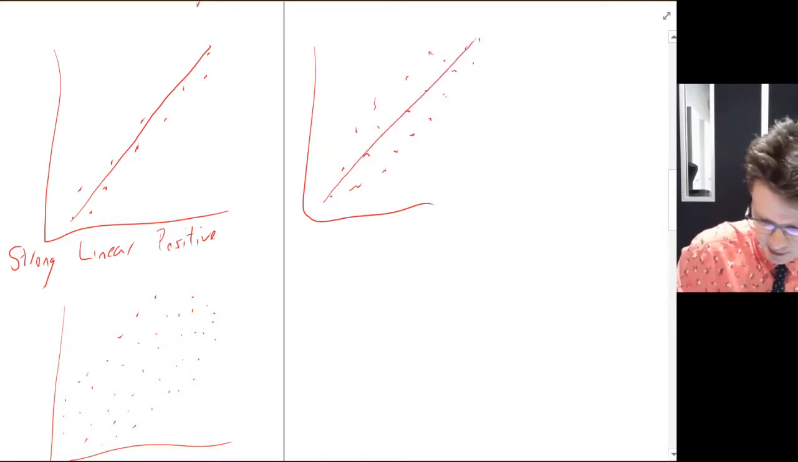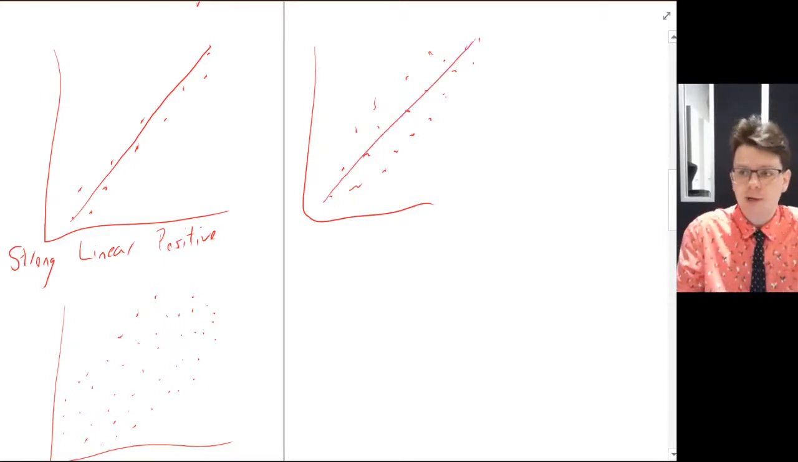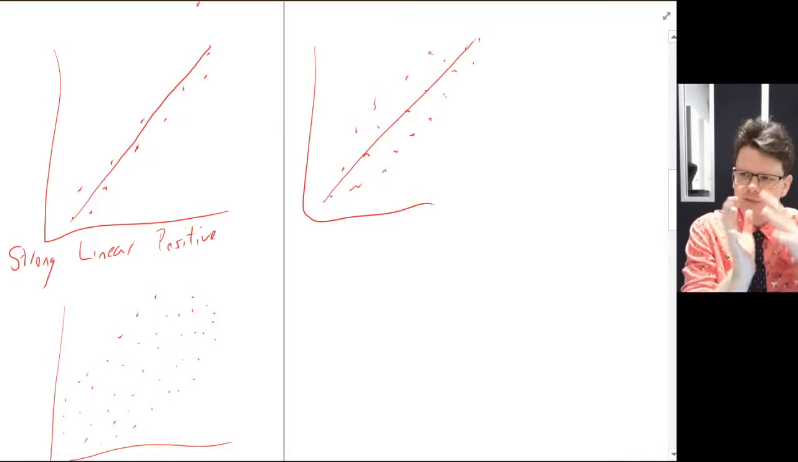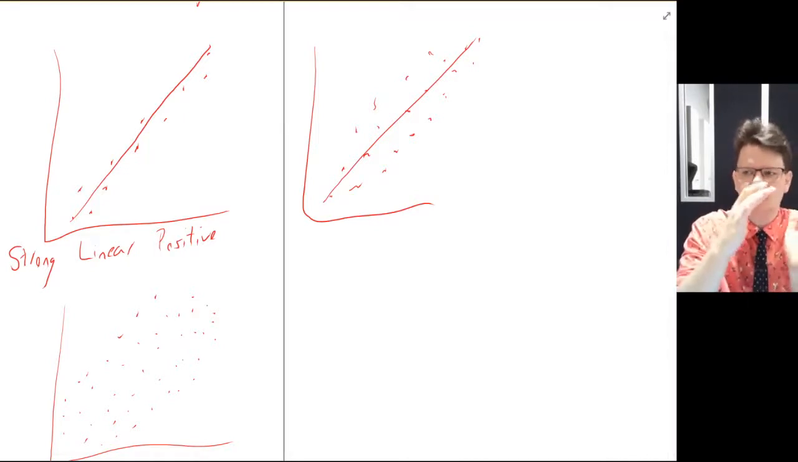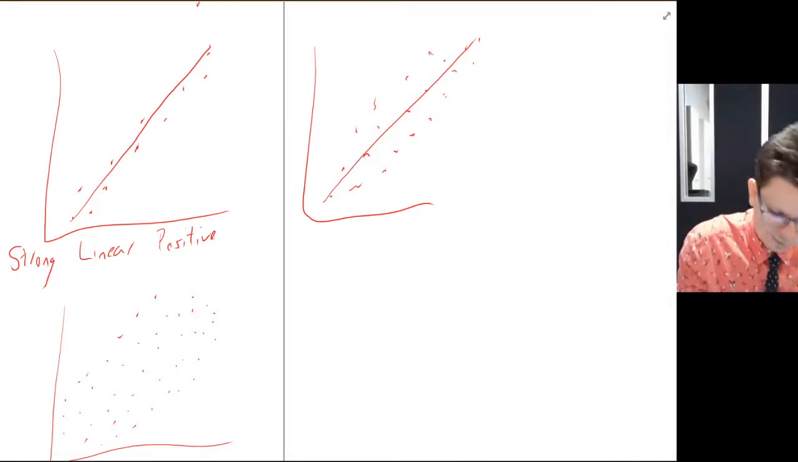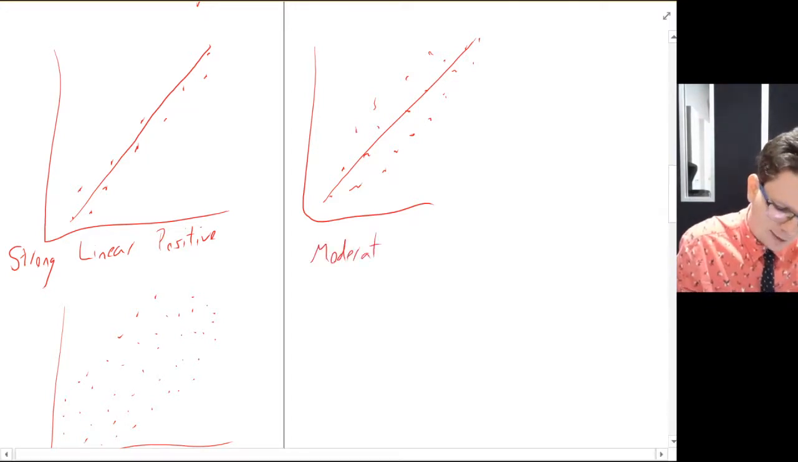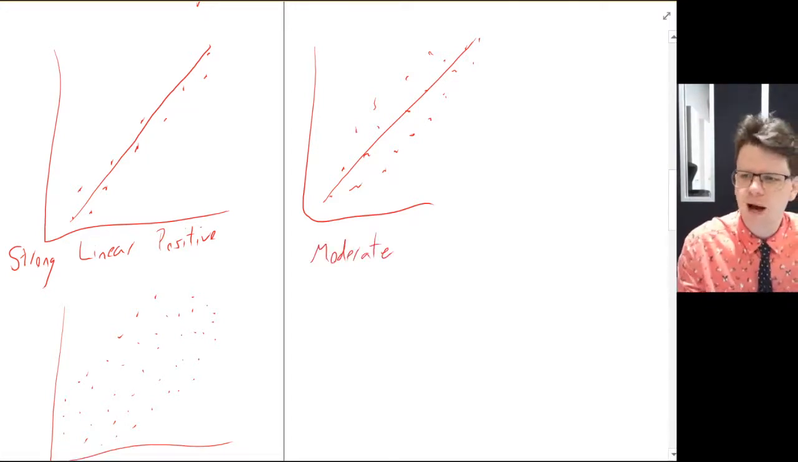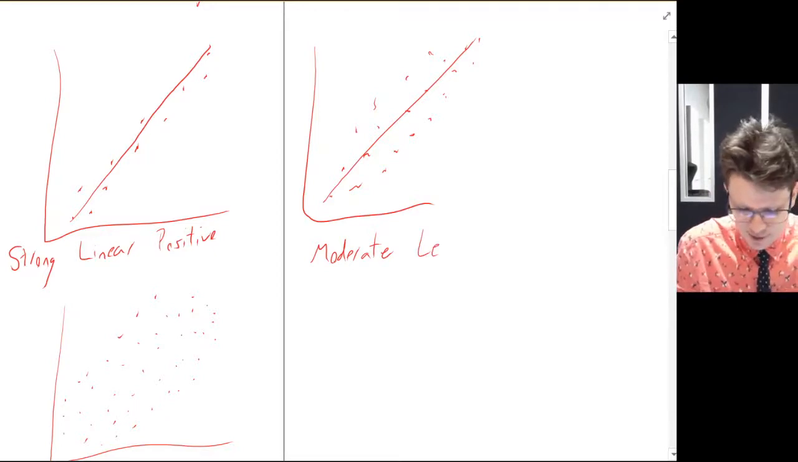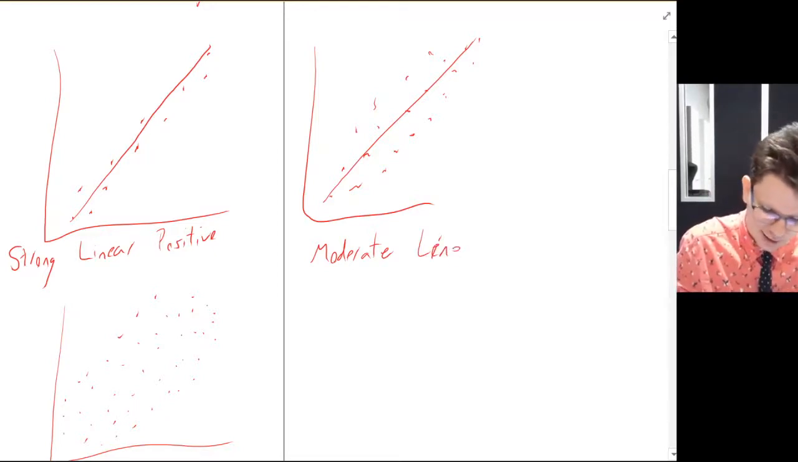Now let's look at this next one. Now the points are pretty close, but they're a little bit more spread out now. They're not as tightly packed. There's a little bit more breathing room. We call that moderate. It's not weak. They're definitely linear, but it's not as obvious. So this one's moderate, linear, positive.